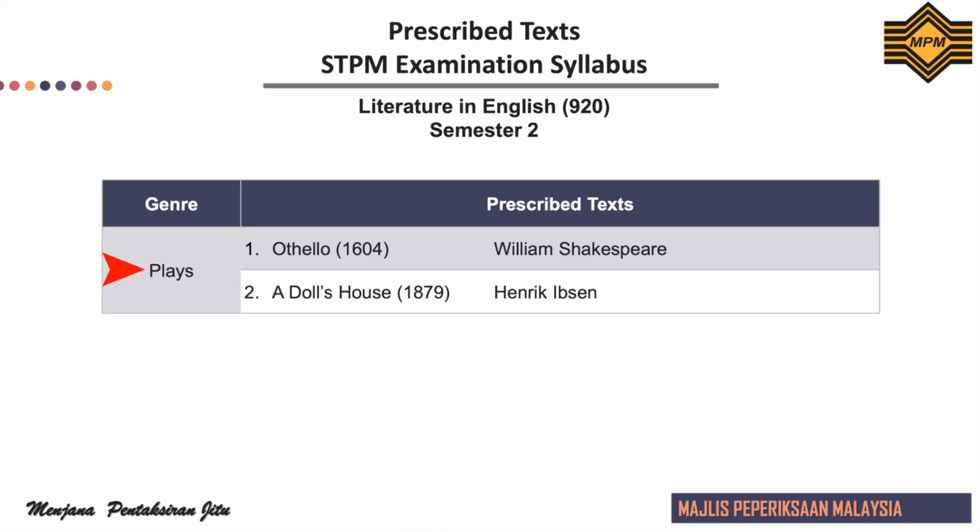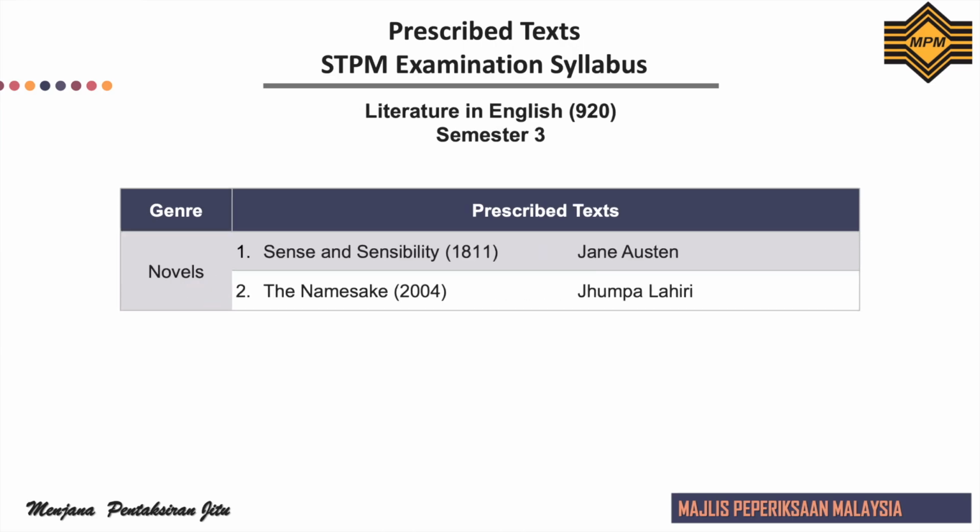We now move on to Semester 2. For Semester 2, which is plays, there are only 2 prescribed texts. The first play is Othello, published in 1604, written by William Shakespeare, and the other play is called A Doll's House, published in 1879 by Henrik Ibsen.